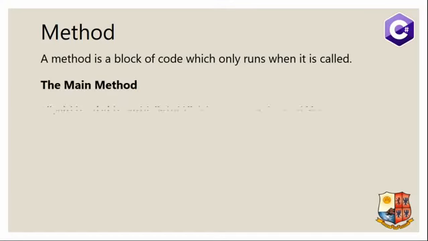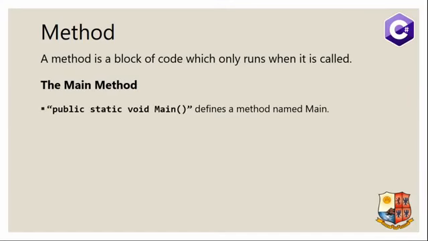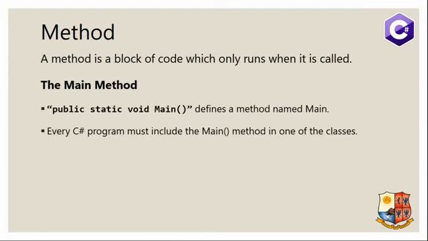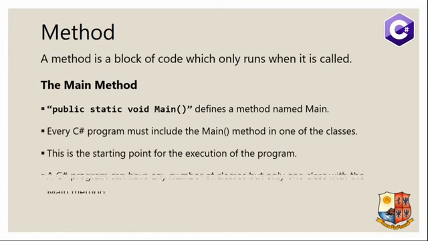The Main method has some keywords there. It defines a method called Main. Every C# program which you write with respect to console and desktop must include a Main method in at least one of the classes, because there should be an entry point. That is the starting point for the execution of the program. That's the technical word. A C# program can have any number of classes, but only one class with the Main method. I hope you can see that I'm repeating stuff which I've already told in Java. Same thing.